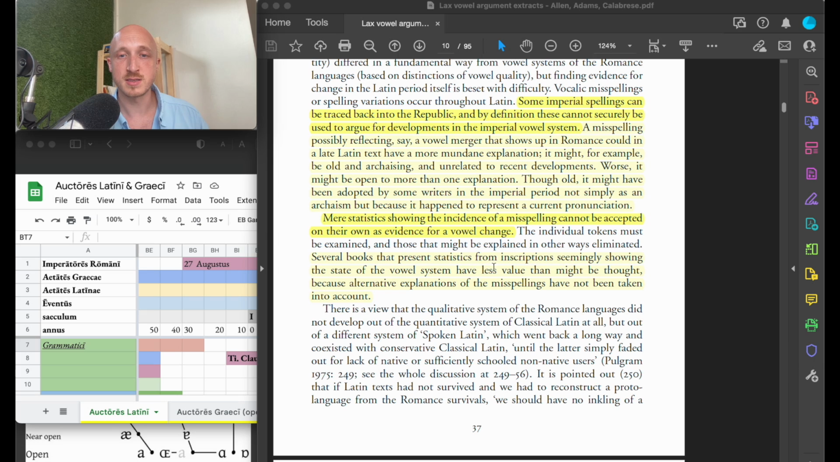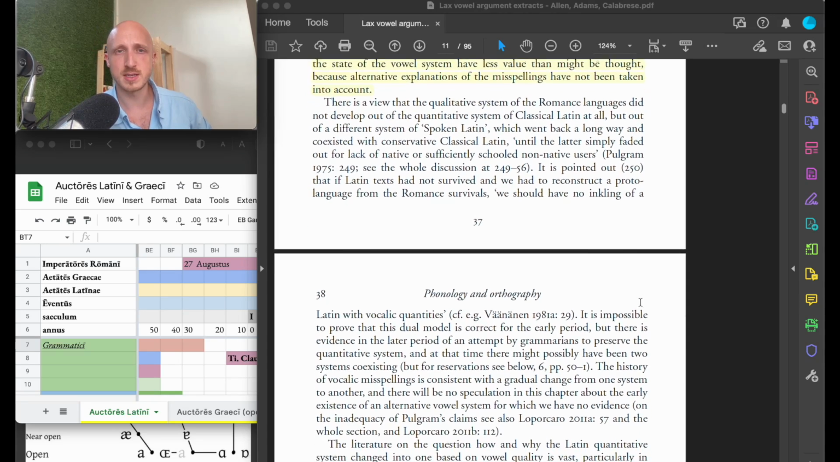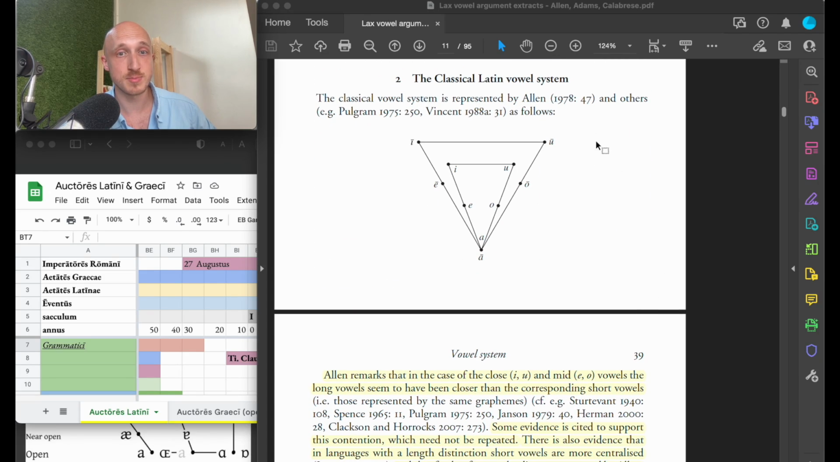Several books that present statistics from inscriptions seemingly showing the state of the vowel system have less value than might be thought, because alternative explanations of the misspellings have not been taken into account. So this is what we'll get into. Can we actually trust these misspellings, and what can they mean? Have they been cherry-picked by certain authors?